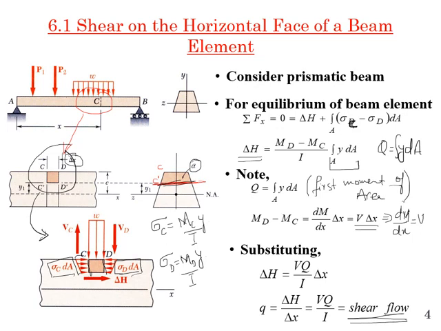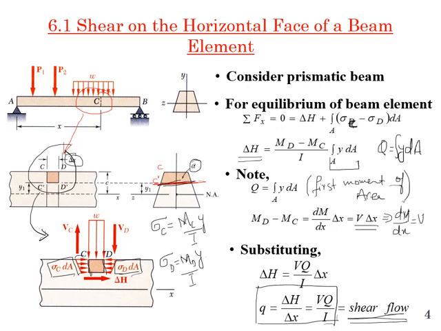So this expression is known as shear flow. Now, in case of pure bending, this V will be 0, so shear flow is 0. But if we have a transverse load, then this shear force cannot be zero. The value of shear flow will change from location to location depending on the loading on the beam. Now, this shear flow is very important.